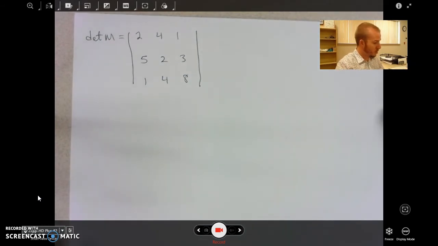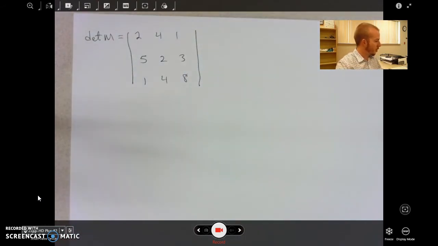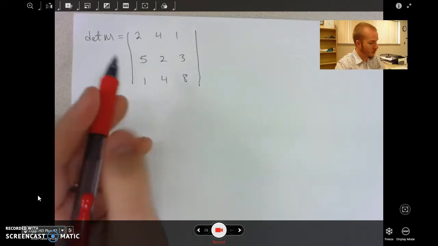Well, what I want you to do is to rewrite the first and second column just like this here. You're going to rewrite the first and second column. So this is the first column and this is the second column. You're going to rewrite it right next to it.